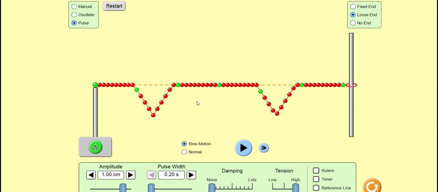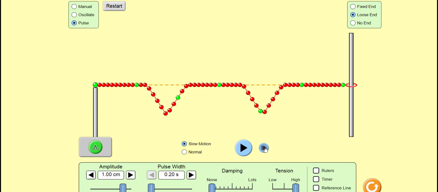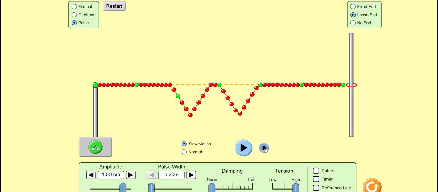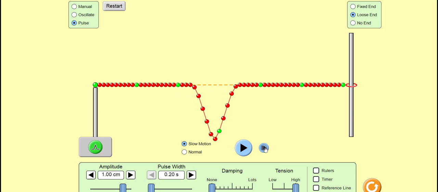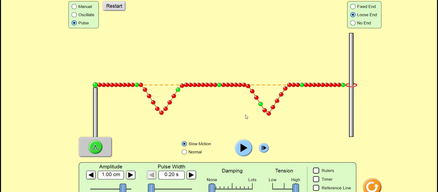So let's have a look at what indeed happens when these waves meet. So hopefully what we just saw there matches with the displacements you figured out.